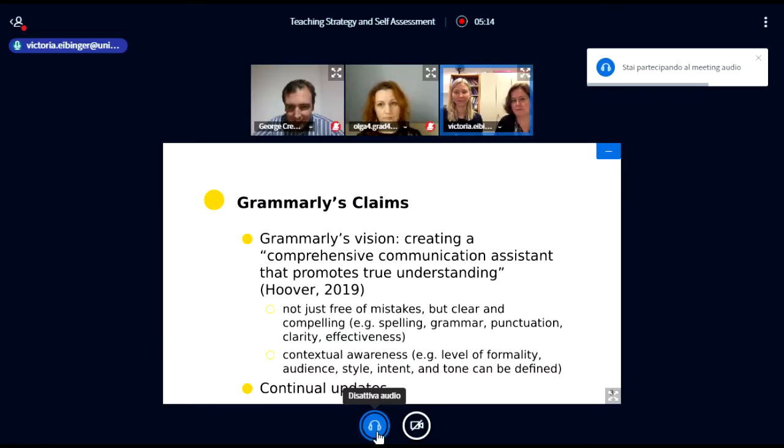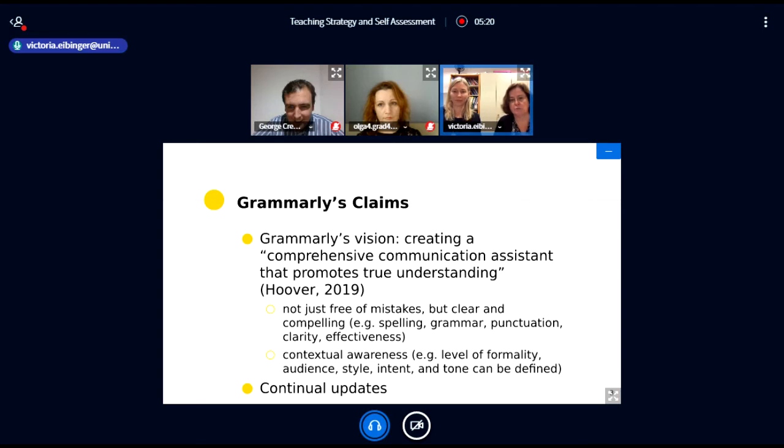It talks about creating a comprehensive communication assistant that promotes true understanding. So this is much more than just producing text that is free of mistakes. It's also supposed to be clear and compelling. So with regard to spelling, punctuation, but also clarity and effectiveness.